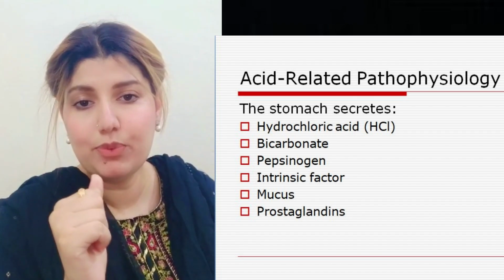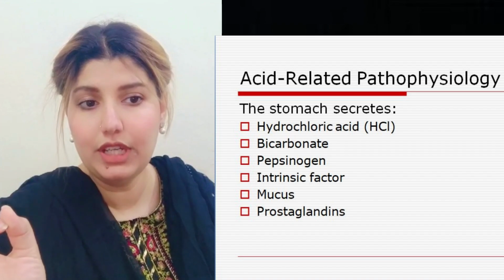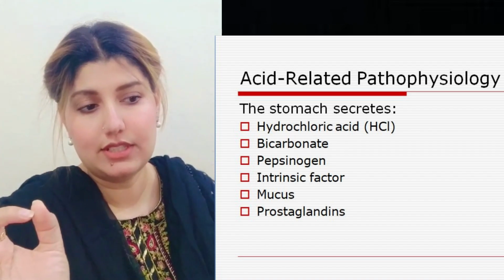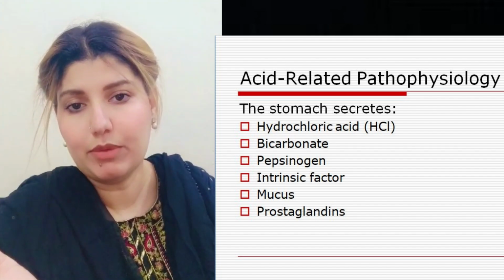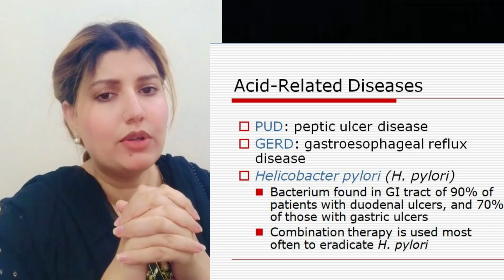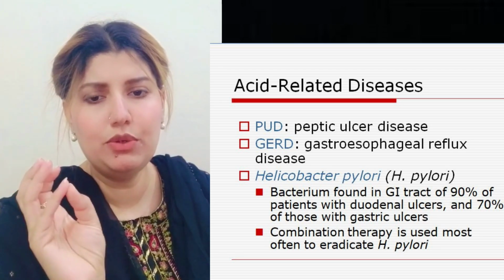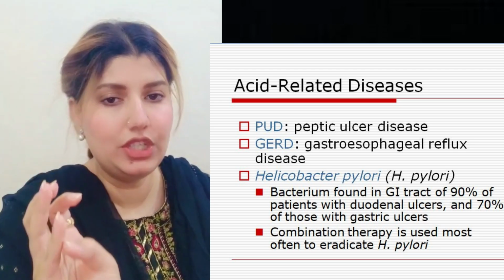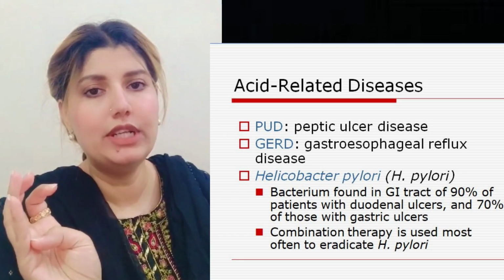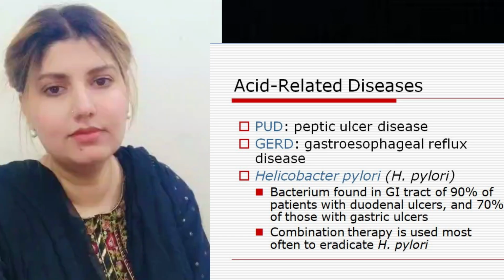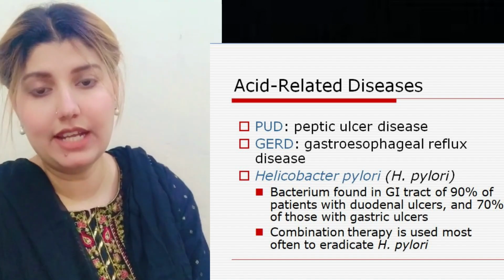The last one is the prostaglandin. Prostaglandin serves a variety of anti-inflammatory and protective functions. So this is all about the pathophysiology of the stomach. Now we have to talk about acid-related diseases. There are three main ones: PUD, peptic ulcer disease; GERD, gastroesophageal reflux disease; and the third one is Helicobacter pylori. These are the three types of gastrointestinal issues.